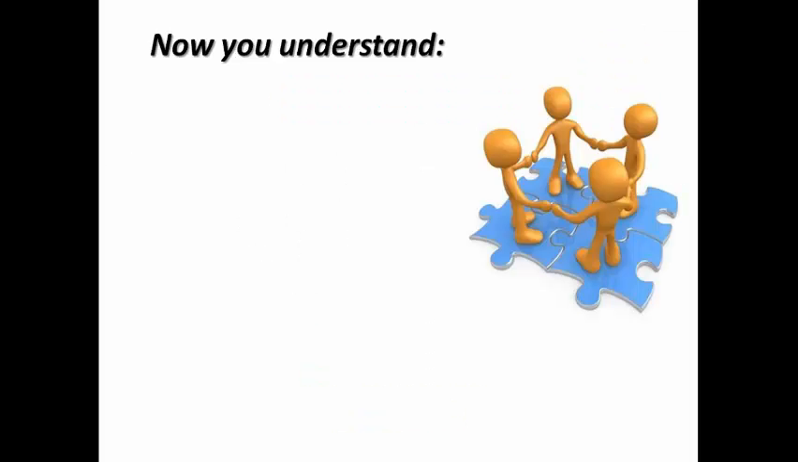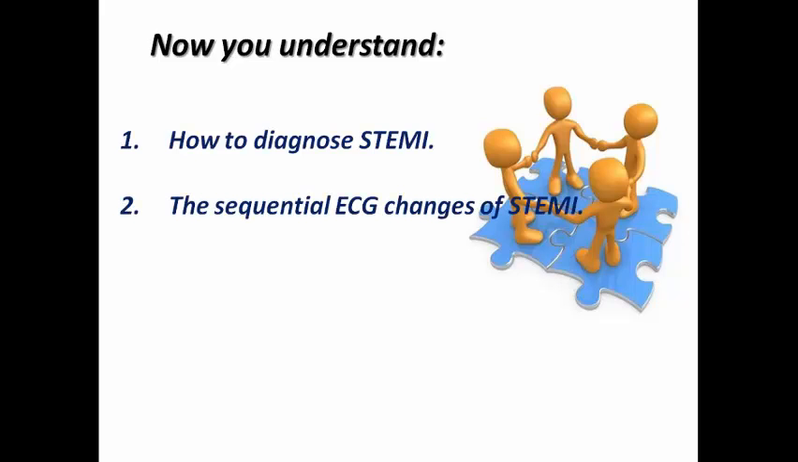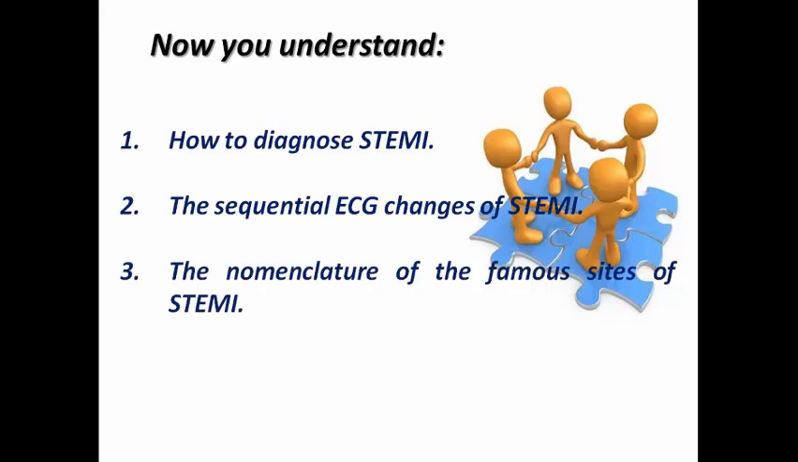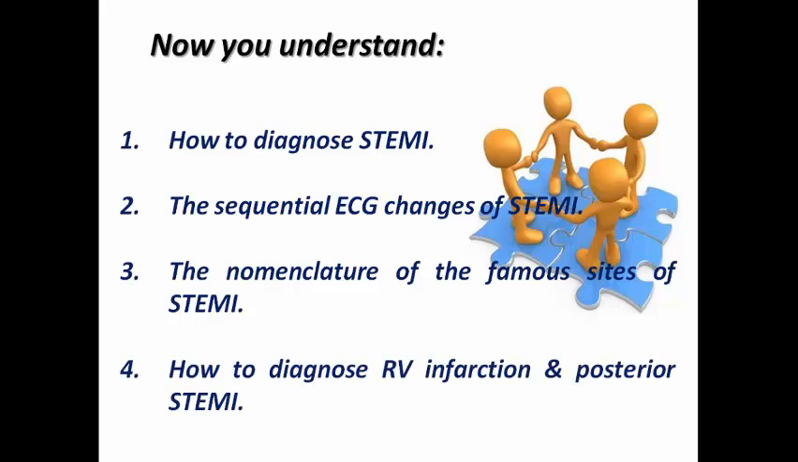So at the end of our lecture, we understood today how to diagnose STEMI, we understood the sequential ECG changes of STEMI, and also we understood the nomenclature of the famous sites of STEMI, when to call it anterior, inferior, anteroseptal, inferolateral, inferoposterolateral, and we remembered also how to diagnose RV infarction and posterior STEMI and how to arrange or put the ECG leads for them.